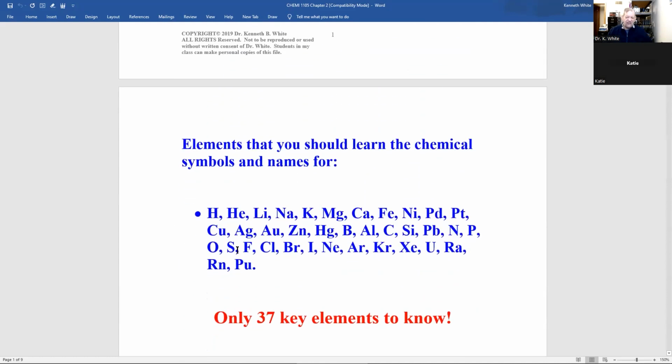Now, in the periodic table, there are at least the older ones, 103. I don't know how many elements are there now. Let's find out real quick.